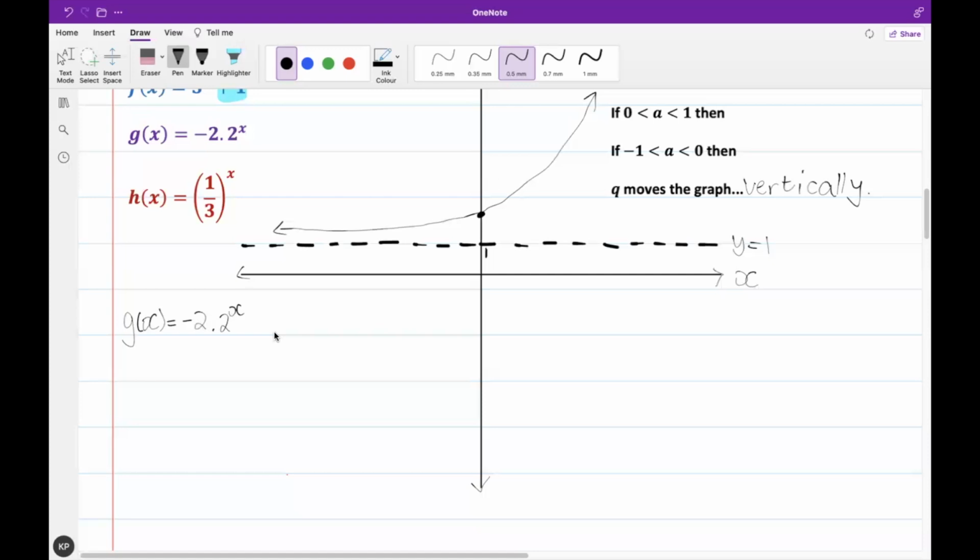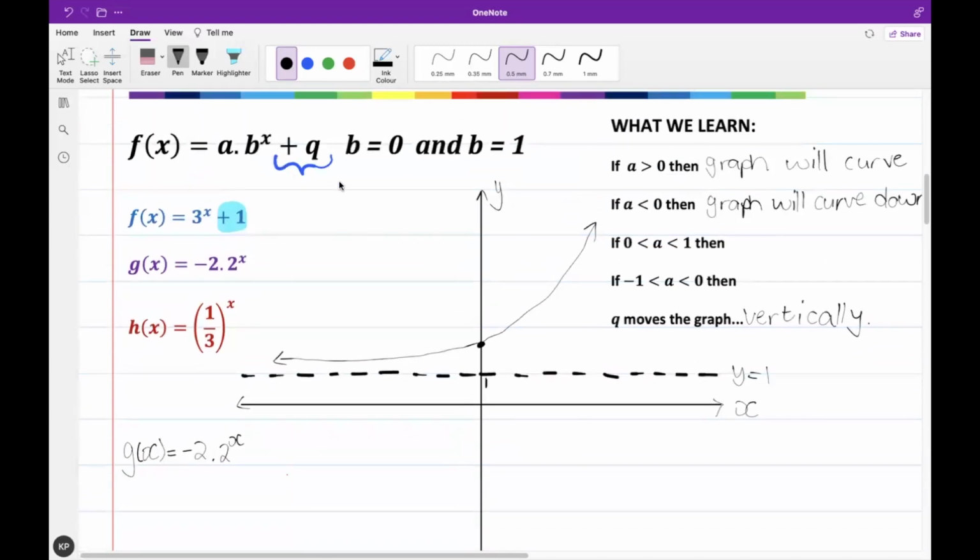Do we have a Q value is my question. Do we have a Q value for this first one? Think of the Q value. The Q value is usually after this, like it's a -5 or +2 or something. So do we have a Q value for g of x? No, we don't. So that means my asymptote has not moved. And if it hasn't moved, then the asymptote is still on the line y is equal to 0.